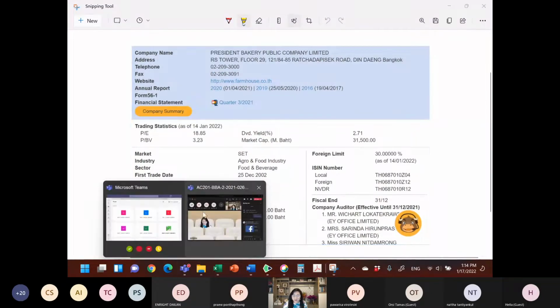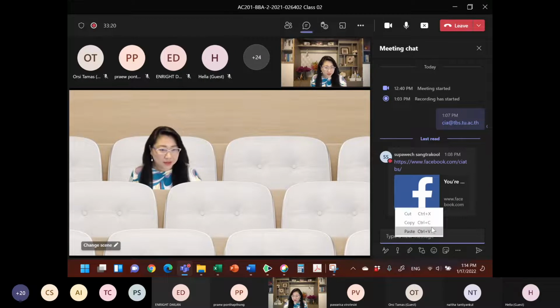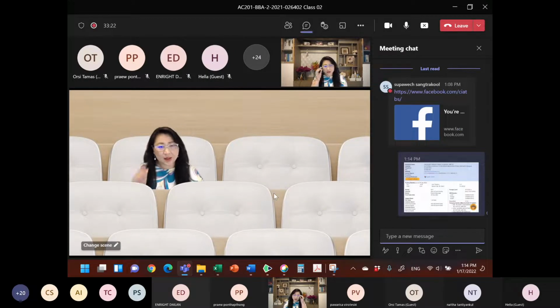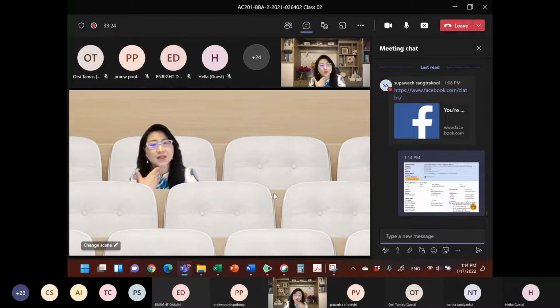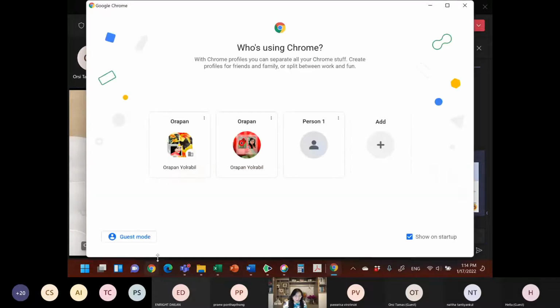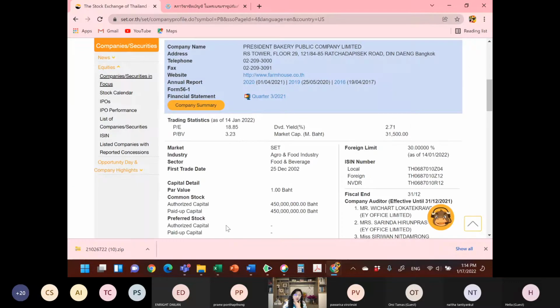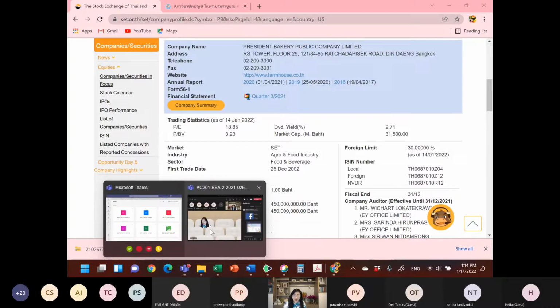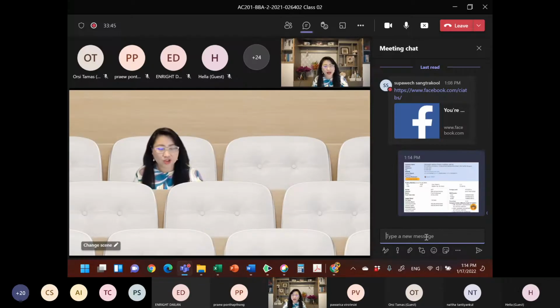Okay. So let me send this to you through chat so that you have a copy of this, or you can just go to the Stock Exchange of Thailand website and search for PB so that you can see what I see here on the screen. All right. So now, let me show you the calculation of this 450 million baht one more time by typing for you in a chat.